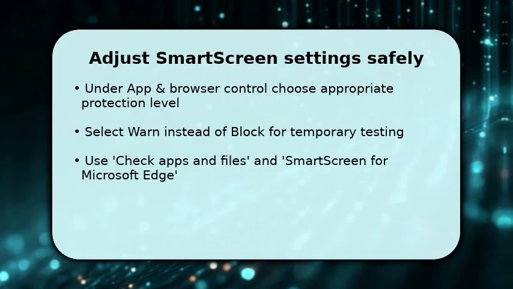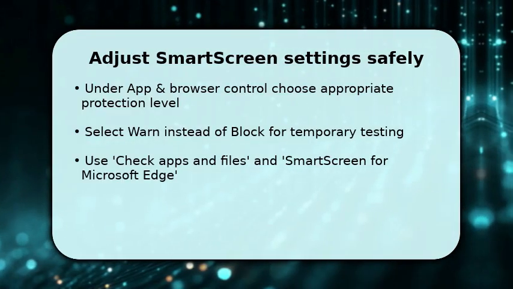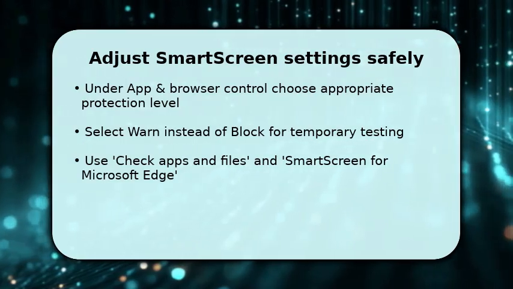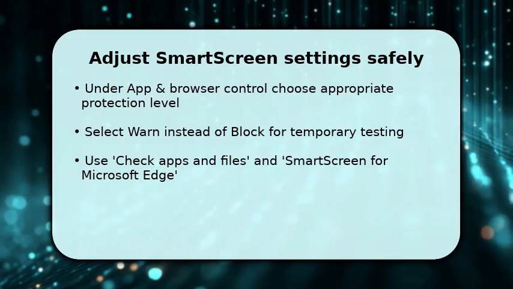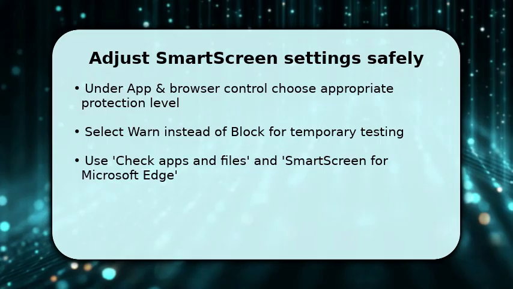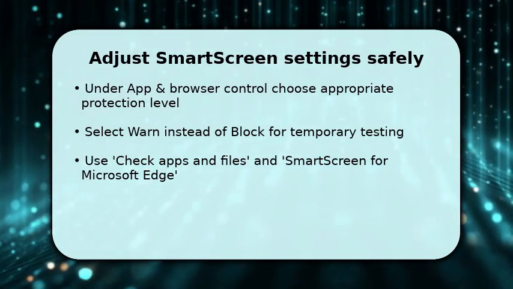Choose the specific Smartscreen control, check Apps and Files or Smartscreen for Microsoft Edge, and switch a setting from Block to Warn so you still receive alerts but can proceed. Make sure to click Yes on UAC when prompted. This confirms intent and records the change.